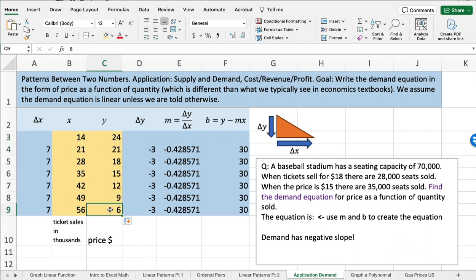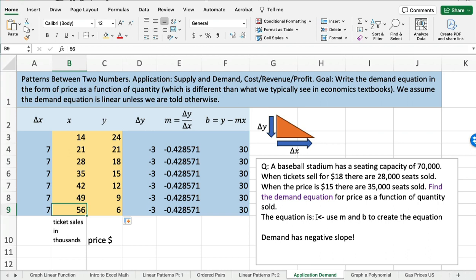It's kind of unreasonable to expect that we would be selling tickets for $6 a piece, but you never know, because the seating capacity is 70,000. So even if we were to sell the tickets for $6 a piece, we would still only be selling 56,000 seats. So that is still possible.